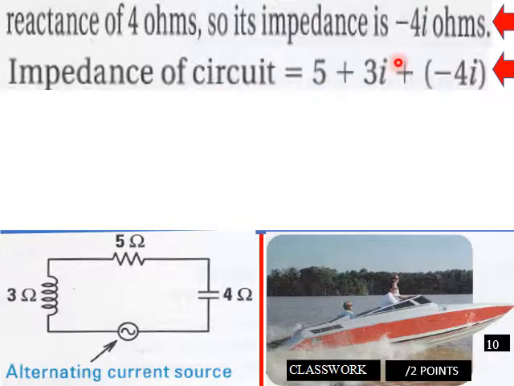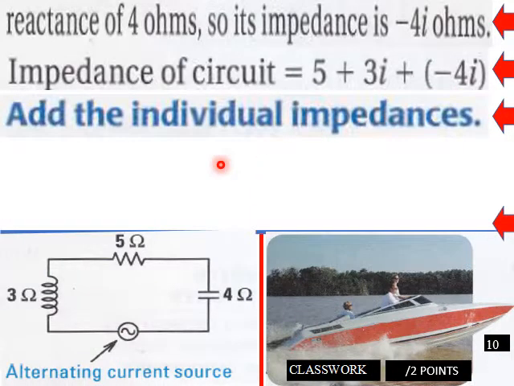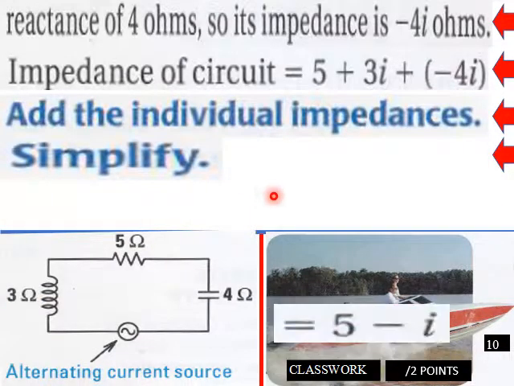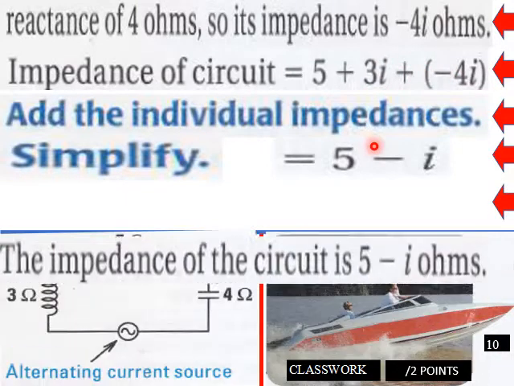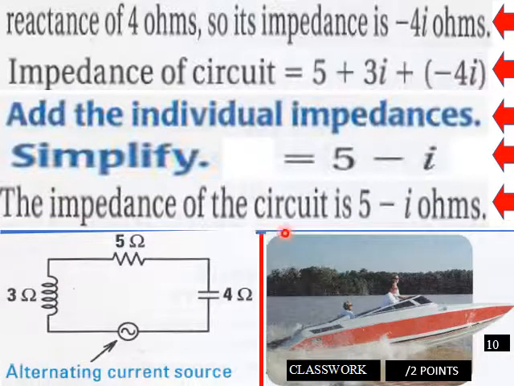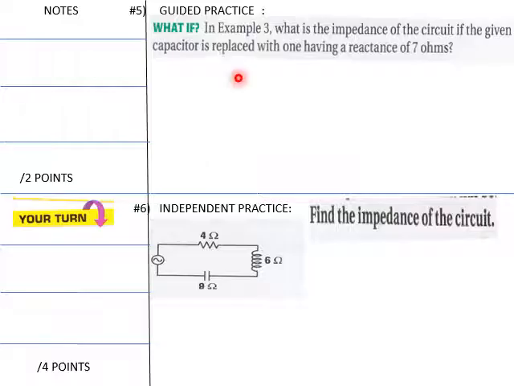The impedance of the circuit would be this now. When we add all these together, we get 5 plus 3i plus a negative 4i. Add the individual impedances and then simplify, which equals 5 minus i. Combine these two, you get 5 minus i. So the impedance of the circuit would be 5 minus i ohms. This gives you a little background of where you can use complex numbers in electrical engineering.